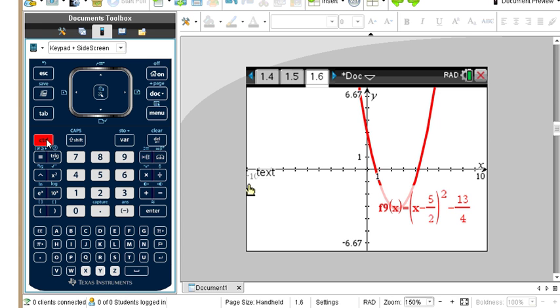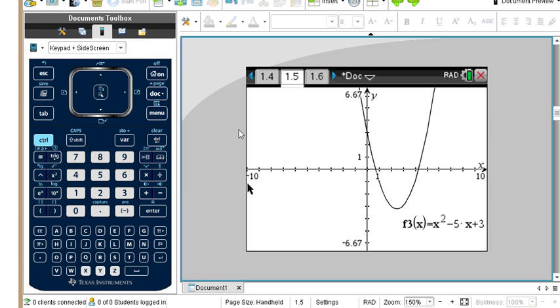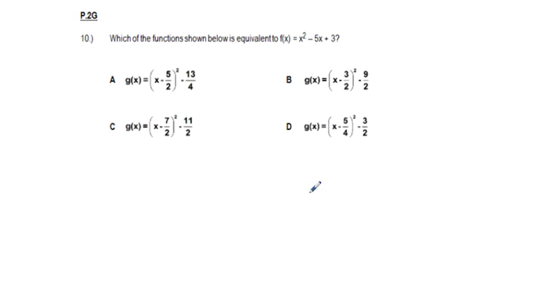So let's go back one here. See, that's the same thing graphed here. This black one and this red one, same thing. So our correct answer choice is A, right there.